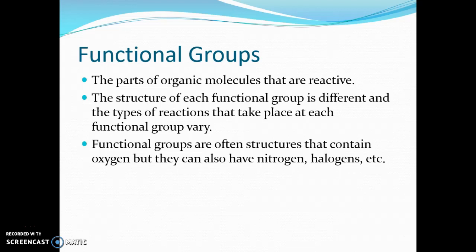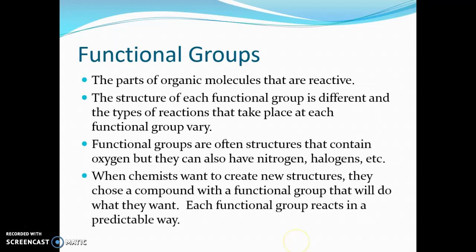Most of the functional groups you're going to see involve oxygens, but there's a few others. You can have functional groups with nitrogens or halogens or phosphorus or other atoms. And like I said, when chemists want to create a new structure, they choose a compound with functional groups so that it will do what they want. So they take smaller molecules with functional groups and react them together to create new and different molecules.